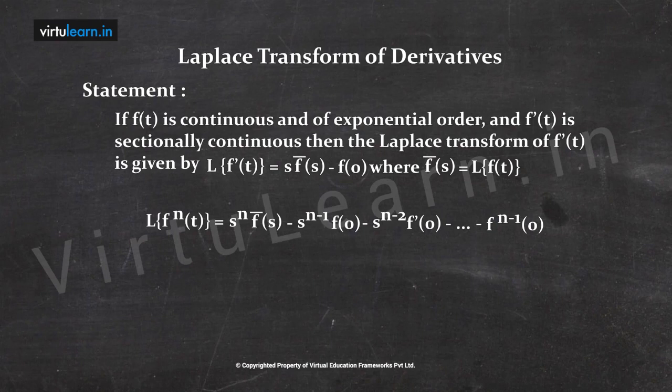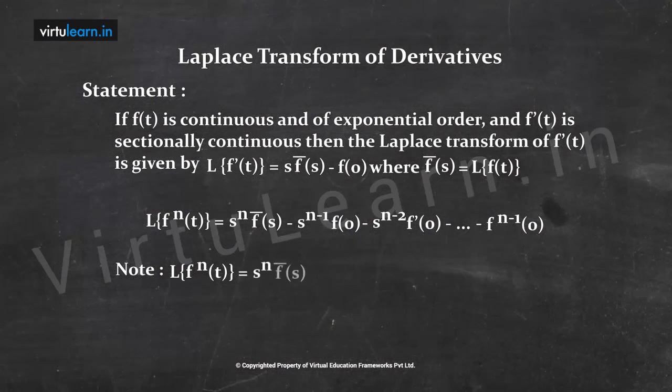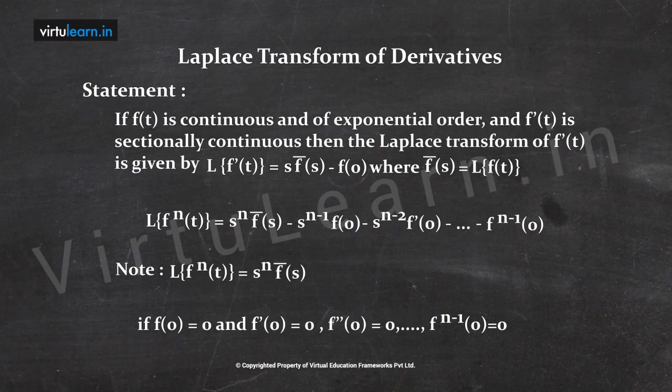Then the Laplace transform of the nth derivative of f of t equals s power n into f bar of s, if f of 0 is 0, f dash of 0 is 0, f double dash of 0 is 0, that is, every derivative at 0 is 0. Then according to these two formulas, we can solve the problems very easily. Based on this concept, we will try to solve one or two problems. Try to understand the concept.